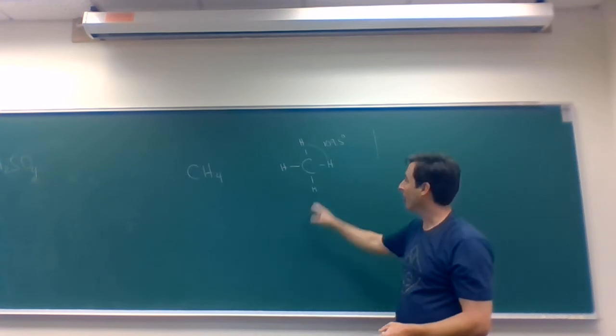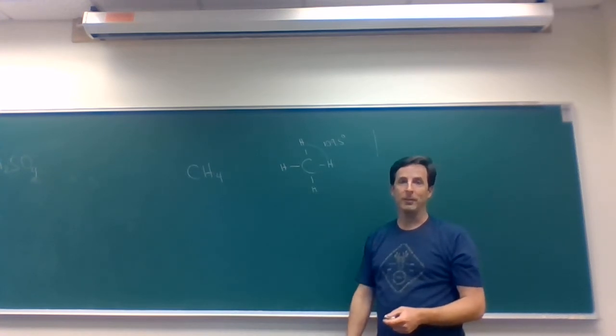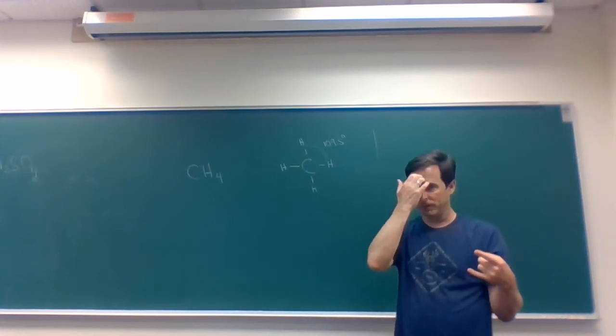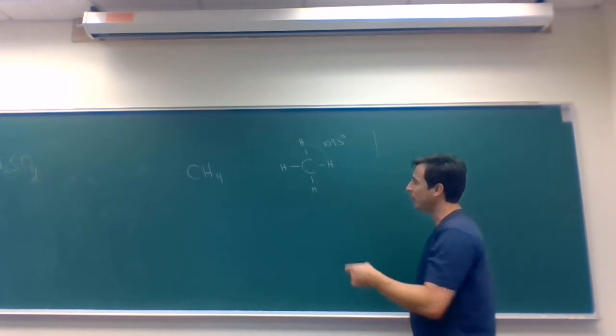Okay? All the other angles are also 109.5. Because remember, we're not going around the circle on the flat board. We're in a 3-dimensional structure in real life. So, next example.